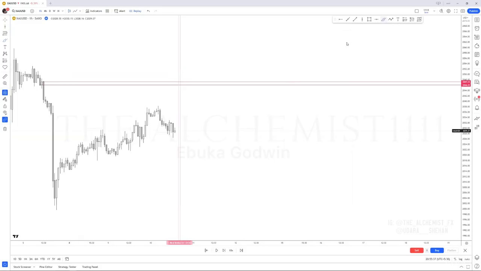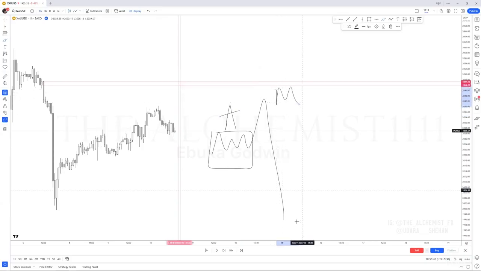Like London takes Asia, gets taken out by London. This is the power of three, right? Accumulation and then manipulation and then distribution. Okay, so normally let's say we had Asia here. Let's say we have a higher time frame key level here.